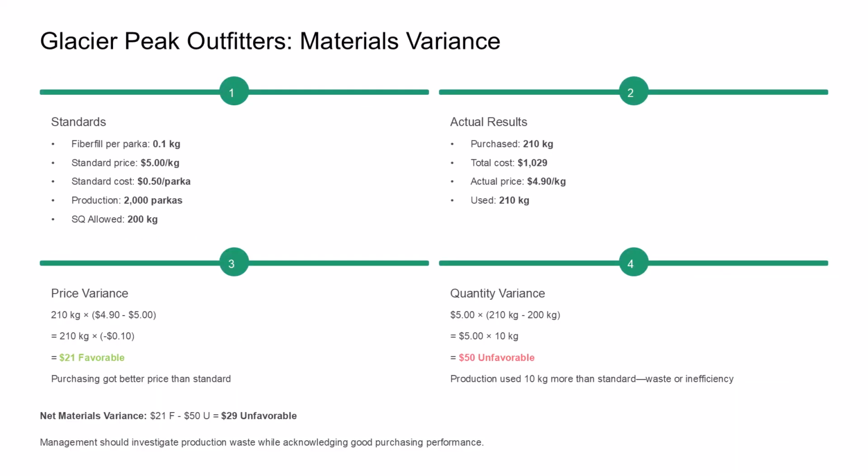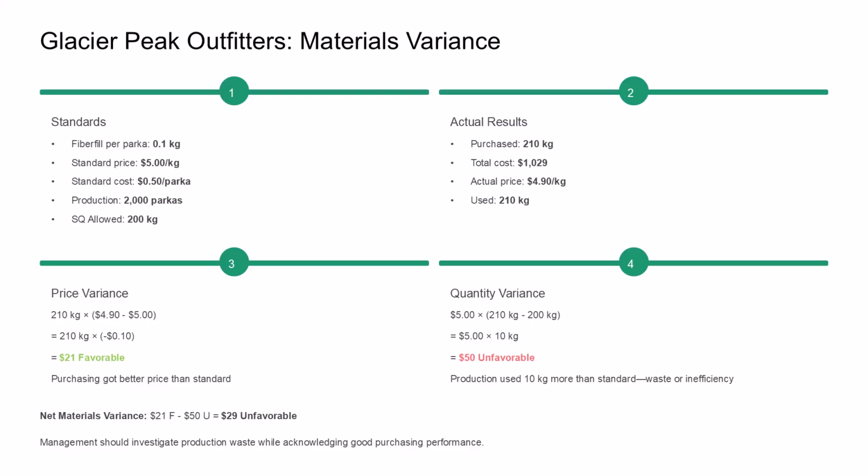Glacier Peak Outfitters, materials variance example. Let me walk you through a complete materials variance analysis using a company called Glacier Peak Outfitters. They manufacture high-quality outdoor parkas. For each parka, the standard calls for 0.1 kilograms of fiberfill insulation at a standard price of $5 per kilogram. So the standard material cost per parka is 50 cents.